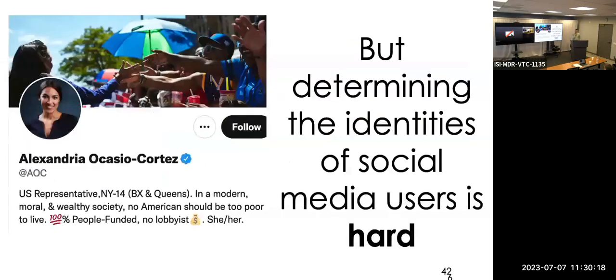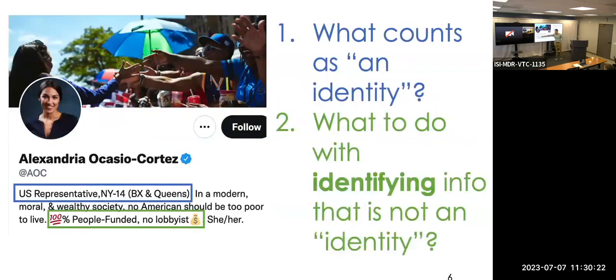The catch is that these aren't all actually identities, right? So in the standard social psych definition of identity, this is an identity: she is the US representative of New York, the 14th congressional district in New York. This is not, this is a signal of an identity, right?